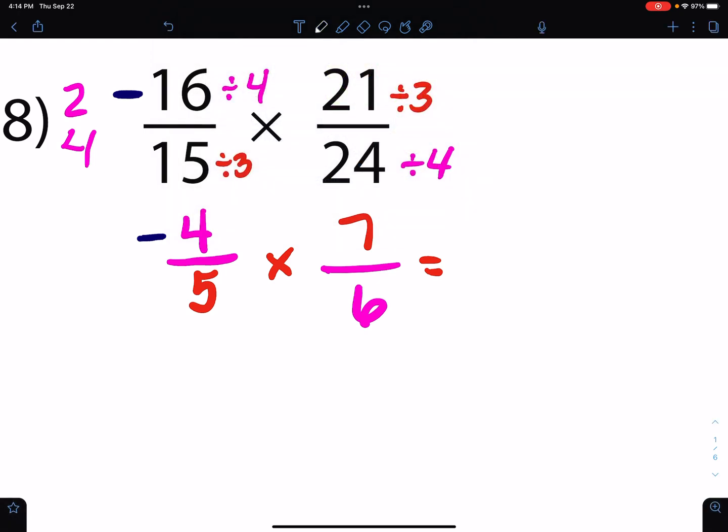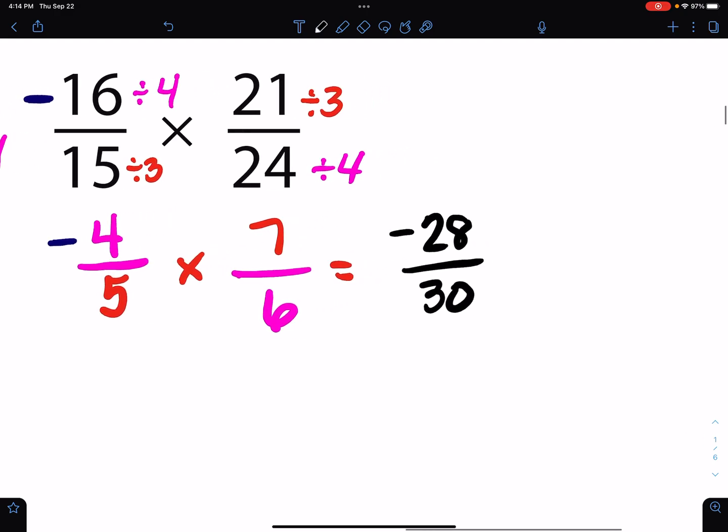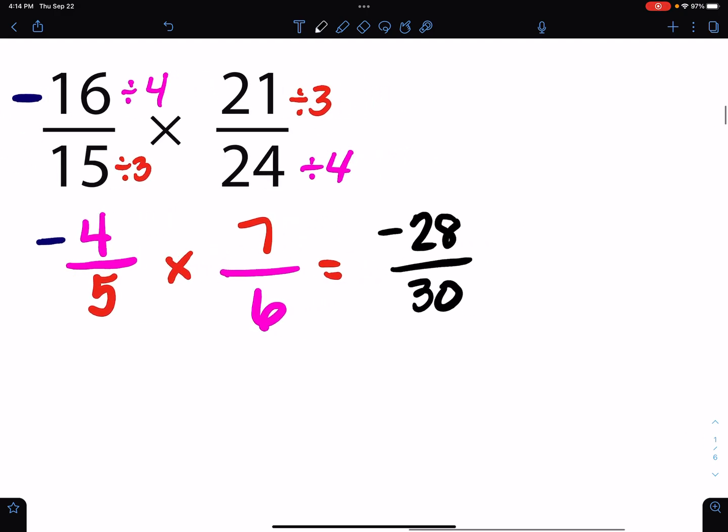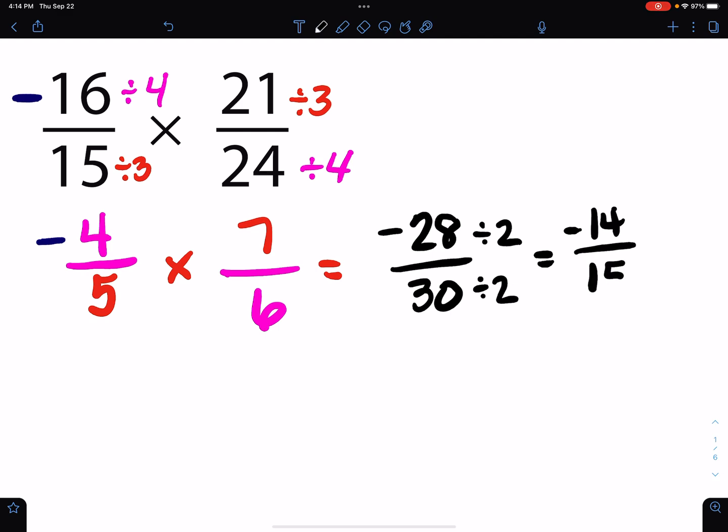So I'm going to multiply across the top. Negative 4 times 7, negative 28. 5 times 6, 30. Oh, so I can continue to simplify because those are both even numbers. I can divide it by 2 again. And I get negative 14 over 15.